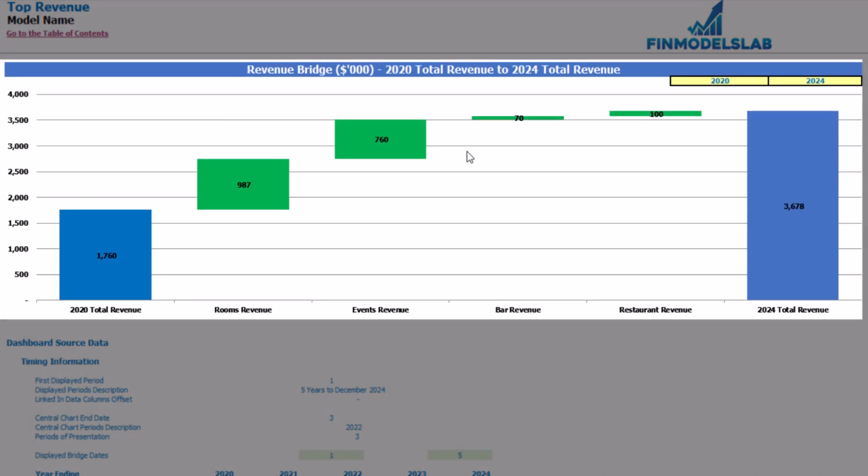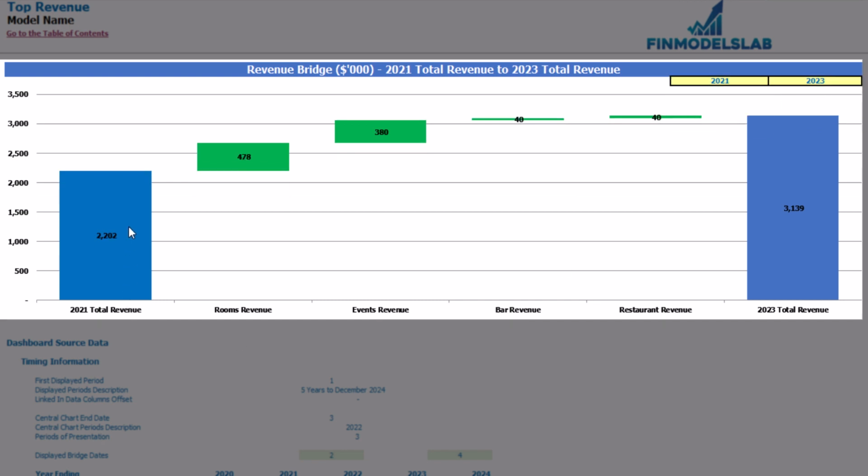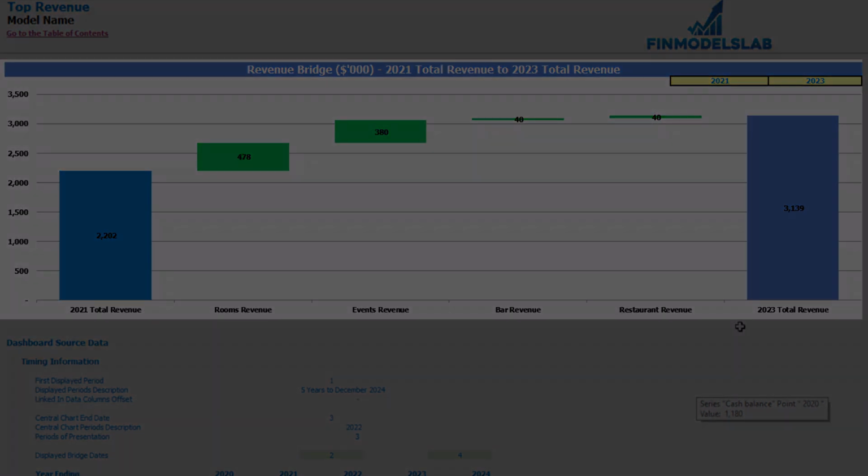On the revenue bridge, you may see the main drivers of your revenue growth between 2 years. The years are also changeable, so you can set up starting from 2021 to 2023. So on the left side of this chart, you may see 2021 revenue. On the right side, you may see the 2023 revenue amount. And in between, you may see the main components of your revenue growth.